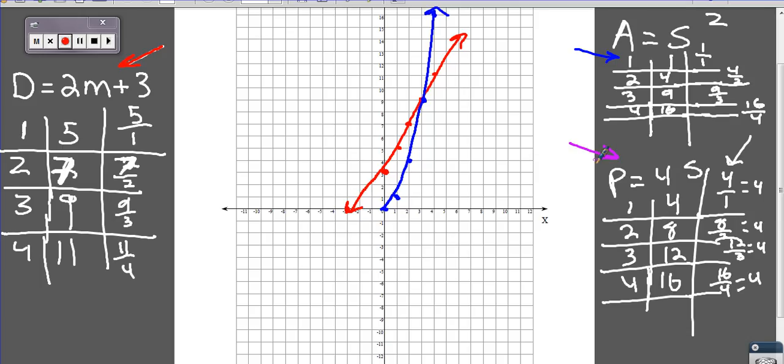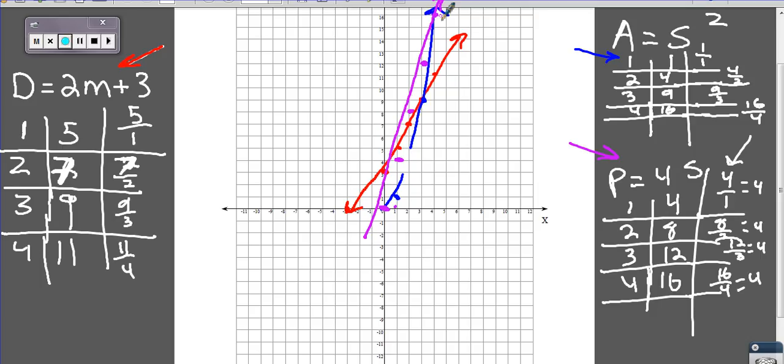Now the last one we'll do in purple. And you'll see, I could always start, if the side is 0, then we know the perimeter is 0. So I can start at 0, 0. Then it's 1, 4. And then 2, 8. And then 3, all the way up to 12. And then 4, all the way up to 16.